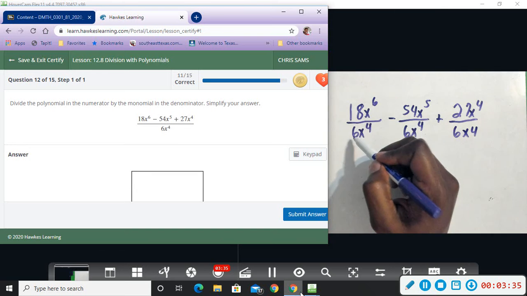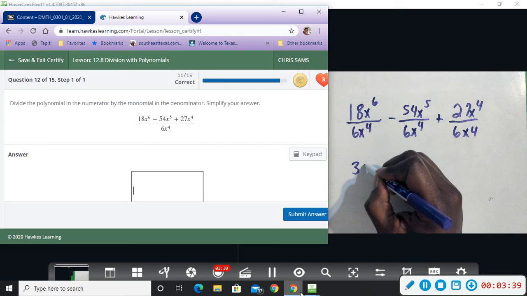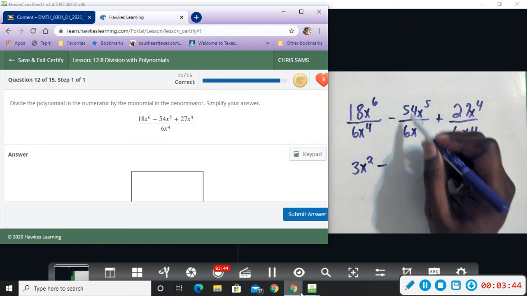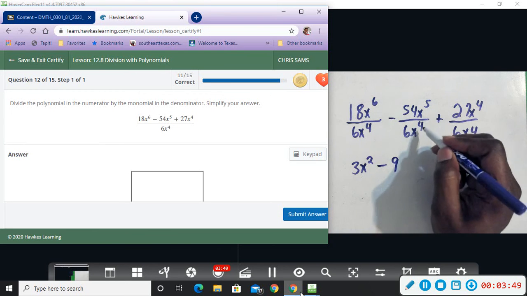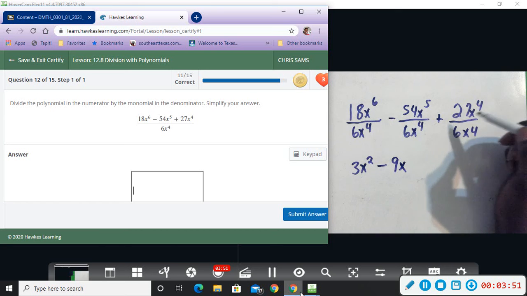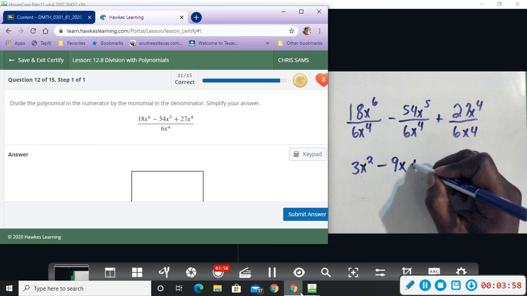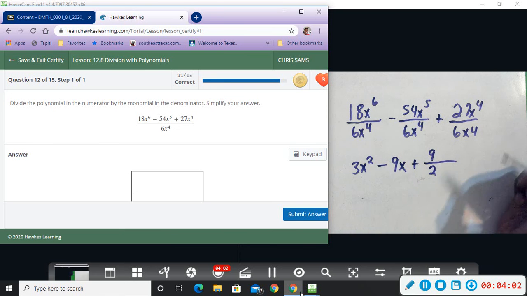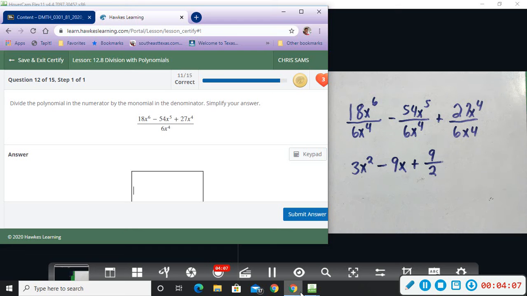Alright, so 18 divided by 6 gives us 3, and then 6 minus 4 will give us 2, so we have x squared. And then we'll have a negative 54 divided by 6 will give us 9. 5 minus 4 will give us 1. And then both of these can be divided by 3. So 27 divided by 3 will give us 9. And 6 divided by 3 will give us 2. And then the x to the fourth will divide out. So no variable there.